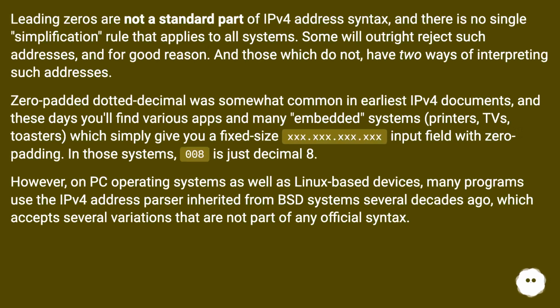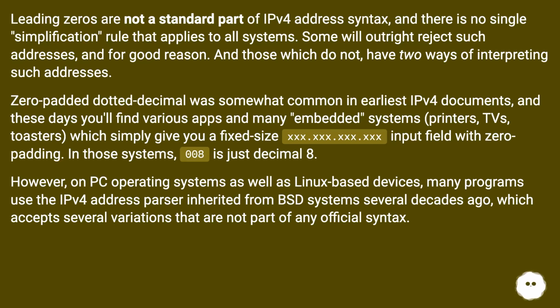Leading zeros are not a standard part of IPv4 address syntax, and there is no single simplification rule that applies to all systems. Some will outright reject such addresses, and for good reason. And those which do not have two ways of interpreting such addresses. Zero-padded dotted decimal was somewhat common in the earliest IPv4 documents, and these days you'll find various apps and many embedded systems, printers, TVs, toasters, which simply give you a fixed size xxx.xxx.xxx.xxx input field with zero padding. In those systems, 008 is just decimal 8.